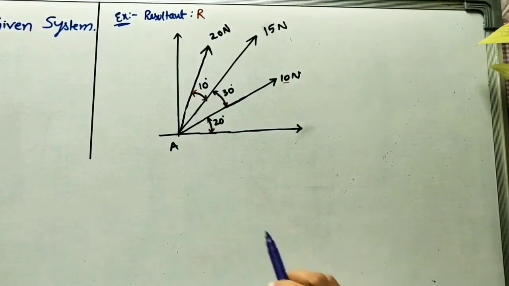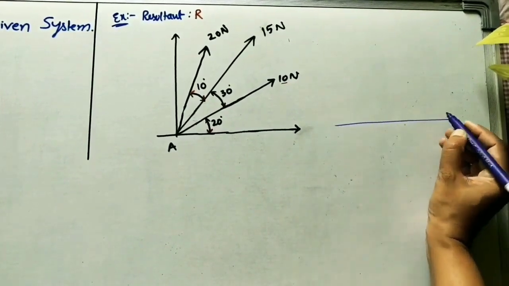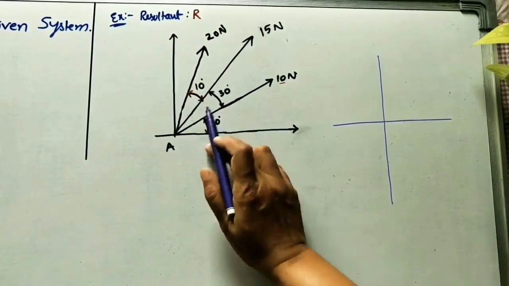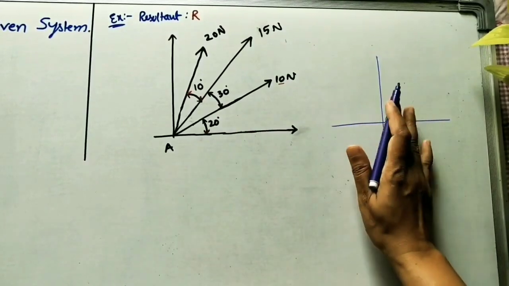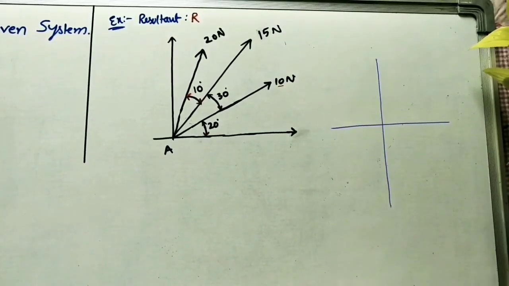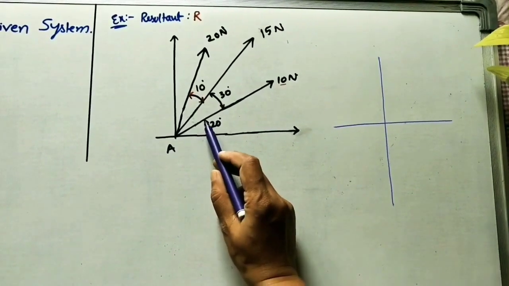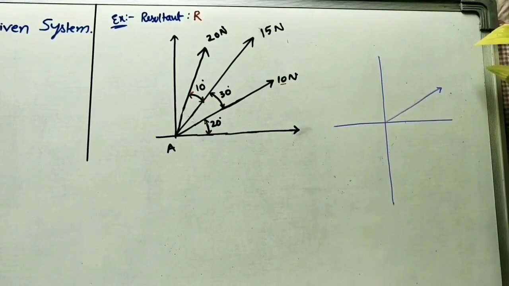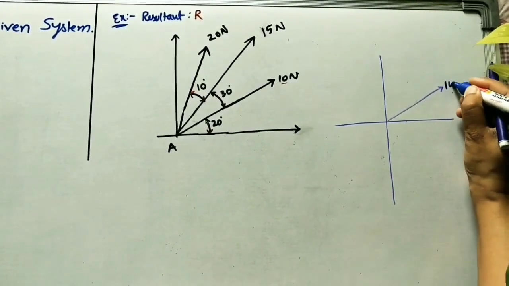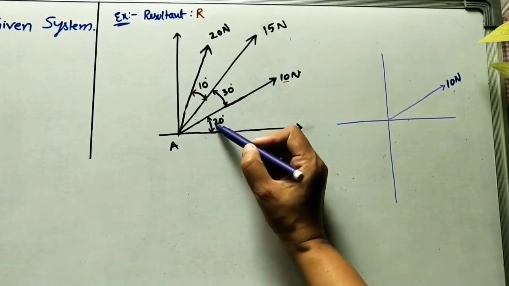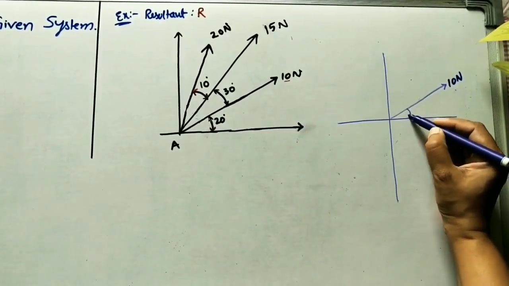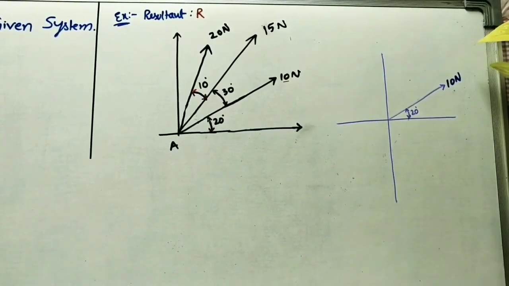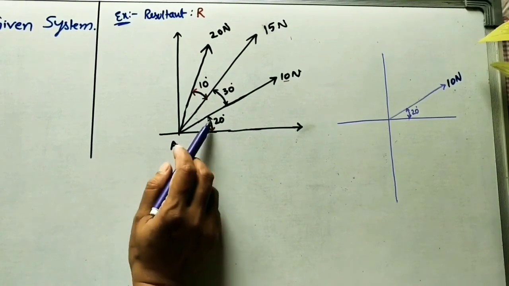For solving this, first we have to draw the graph, x-axis, y-axis. In engineering mechanics, for solving this type of problems, we have to take the graph so that it is easy to do step by step for finding the resultant. Now I am taking this angle as 20 as it is. First force is 10 newtons. So here I am writing 10 newtons. How much angle is it making with the horizontal? 20 degrees. Now always remember, whatever forces are given, take the angle with the horizontal only.